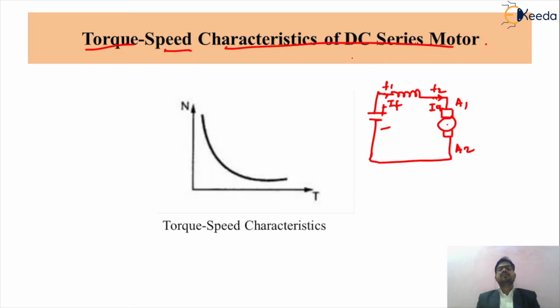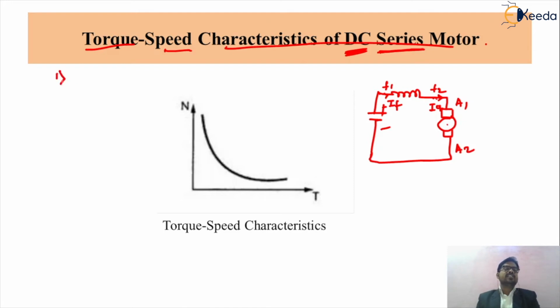And for understanding the DC series motor, why is it preferred? Because of its inherent characteristics. What does it mean? This DC series motor gives you a high starting torque. Friends, if you want to understand these torque speed characteristics, the starting torque is very large. So now we have to discuss the different characteristics of the DC series motor.